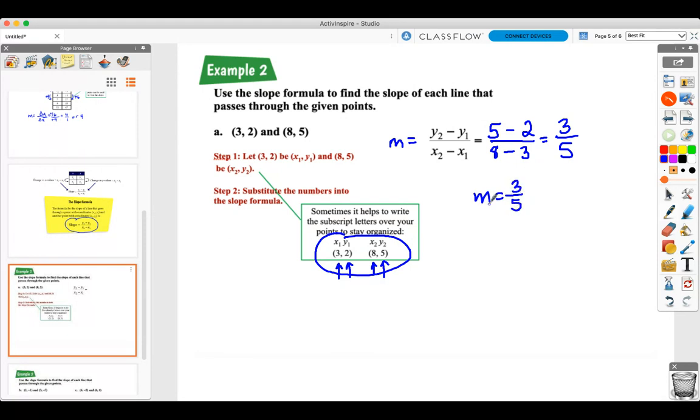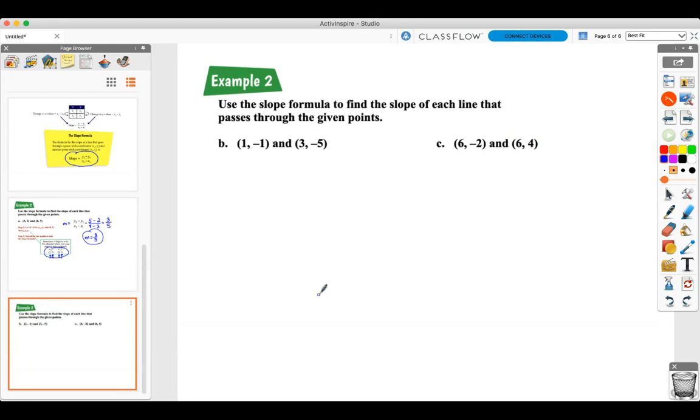And do you have to write the m in front of it right now? No, but eventually you're going to get into the habit of wanting to write that m, because that's what's going to happen. All right? So if you feel like you're comfortable, you can pause the video and try these two problems on your own and see if you get them right.